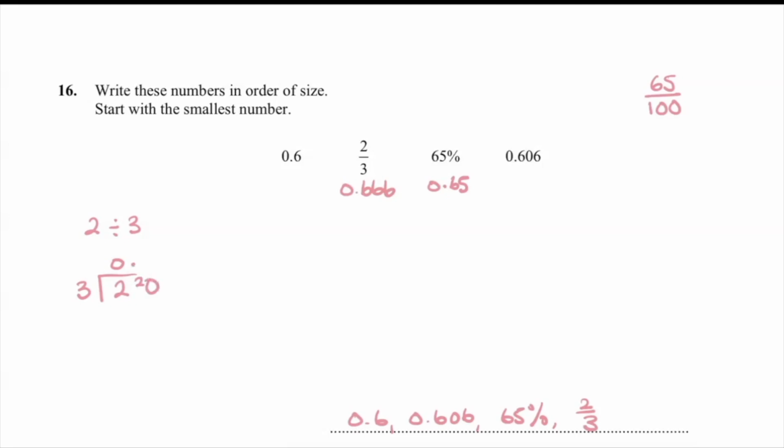Now, how many 3s can I get into 20? I can get 6 with 2 left over. 6 with 2 left over. 6. And you can see that it's going to recur. That really is the only foolproof way of being able to change a fraction into a decimal.